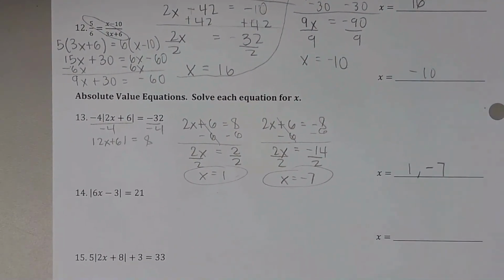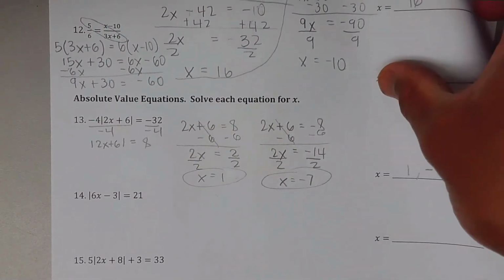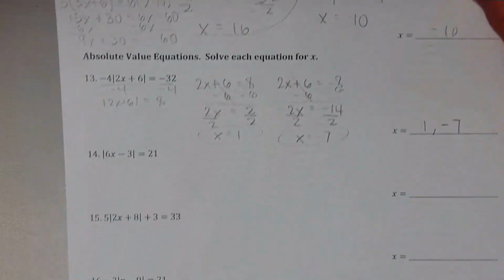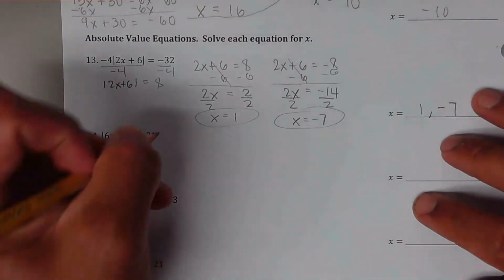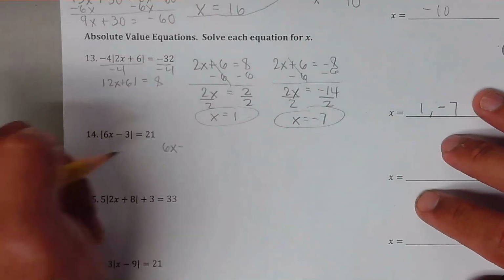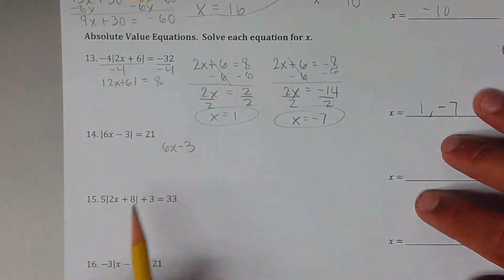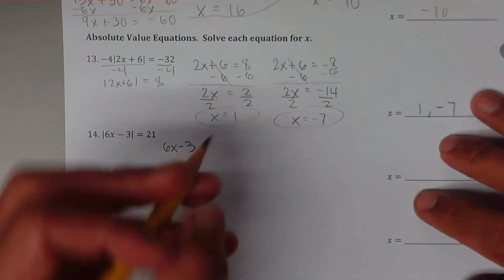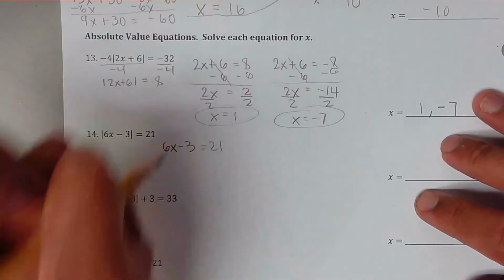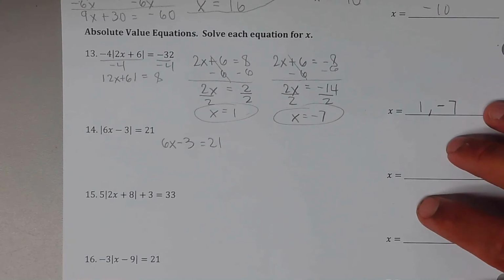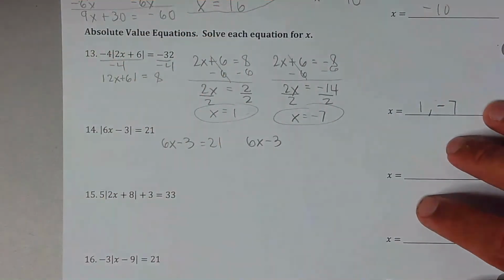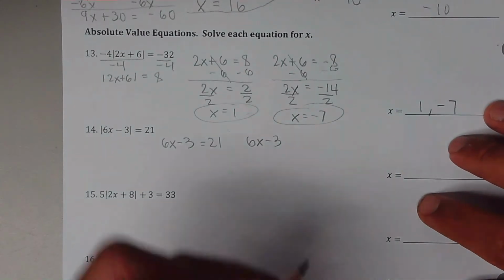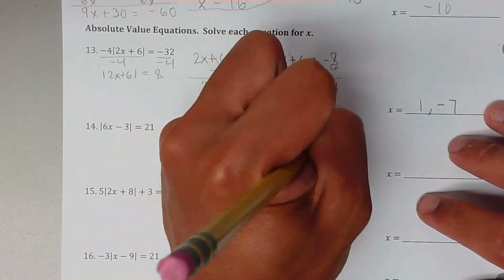All right, question number 14. So our absolute value is already by itself. So all we have to do is just write down our two equations. First one is just going to be 6x minus 3, and then we take that positive 21, so it is equal to 21. And then our next one is going to be 6x minus 3, and then rewrite the negative 21.